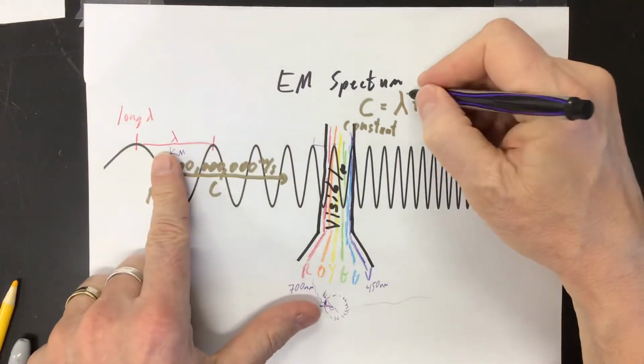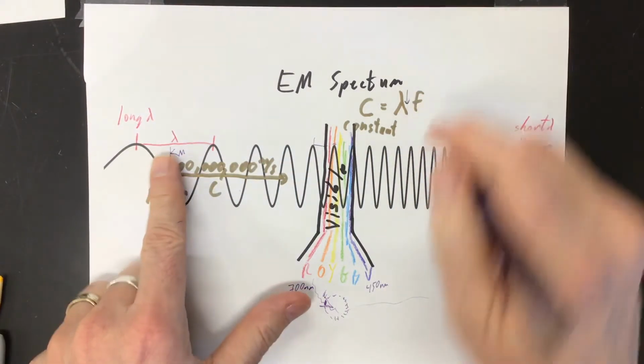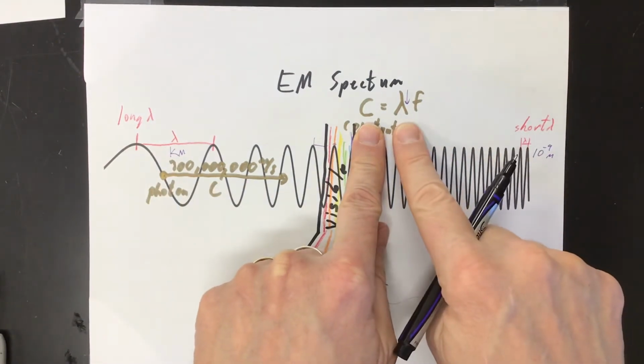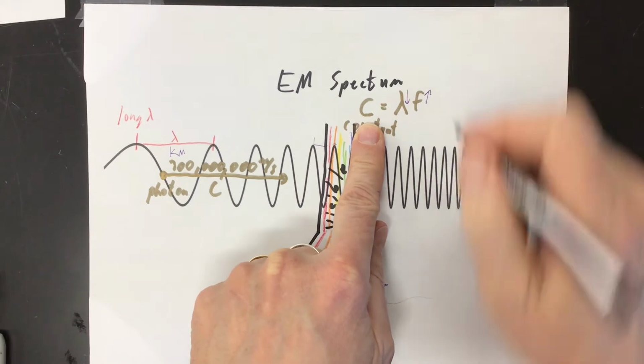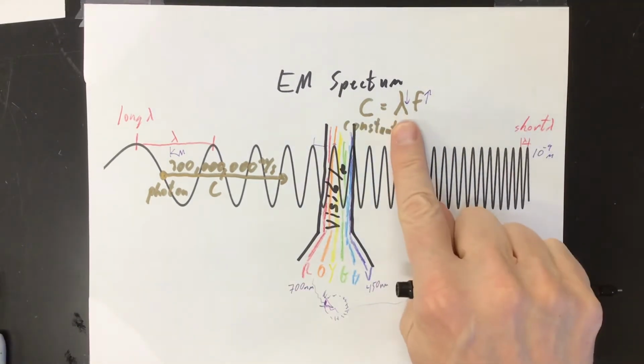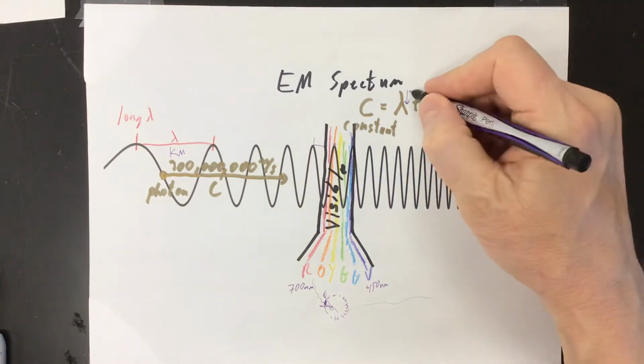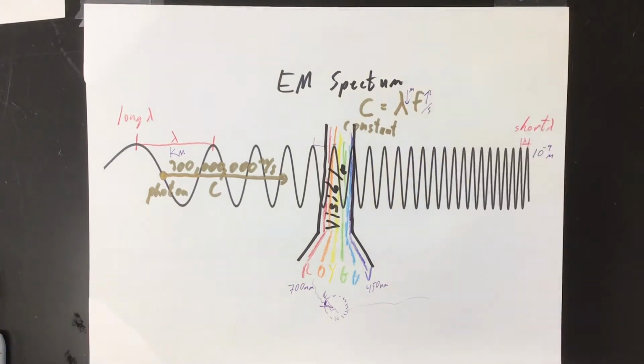So if we're talking about starting on the left and the wavelengths get smaller, because this is a constant, if the wavelength is getting smaller, that means the frequency must be getting higher. Remember, wavelength is just a measure of how long the waves are. The frequency is how many waves are passing by in a second. So we have meters per second. Okay?